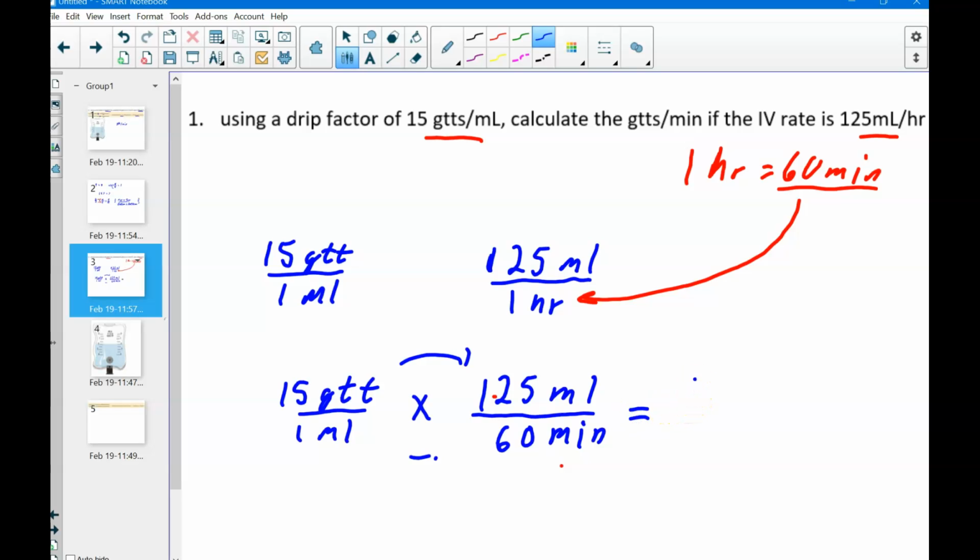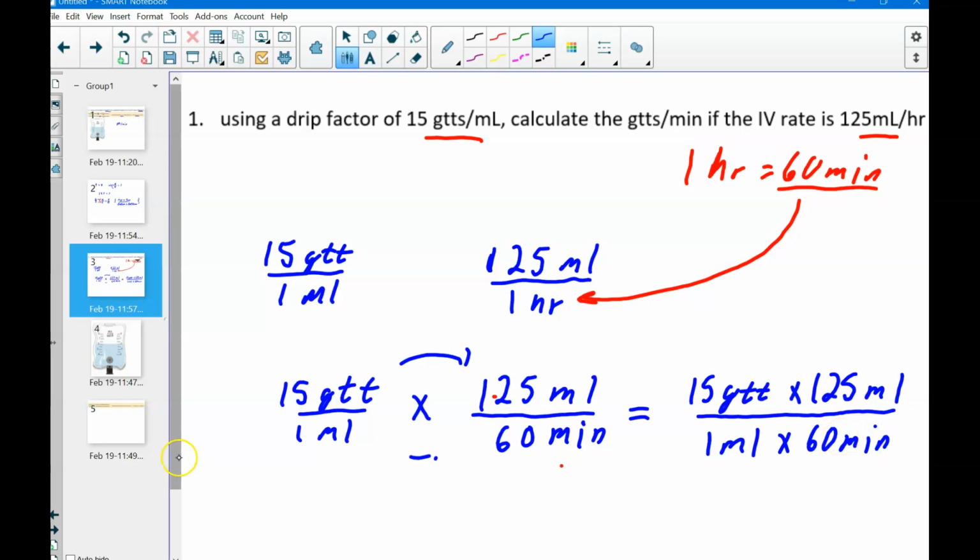So I'm going to have 15 GTT multiplied by 125 mils, sorry, 125 mils, my bad. 125 mils over 1 mil, multiplied by 60 minutes.